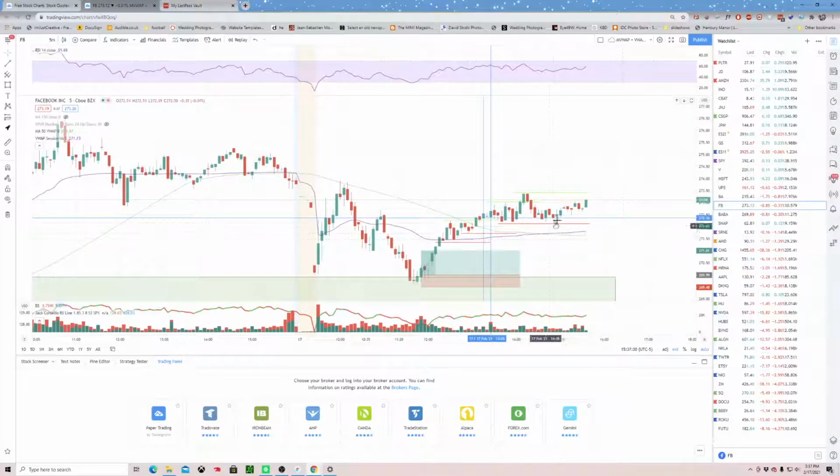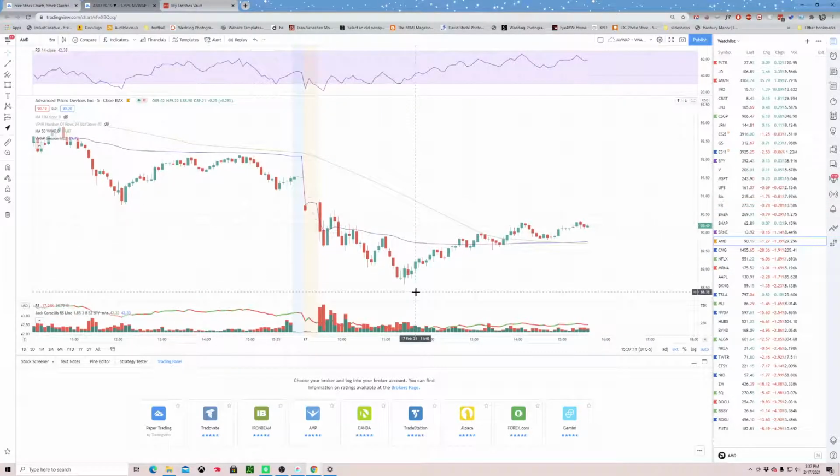And this is how we would trade Facebook based on this reversal till this point. And we just keep staying in the trade by moving stops in and making sure it doesn't go red on you. Same thing here. Everything is following this.